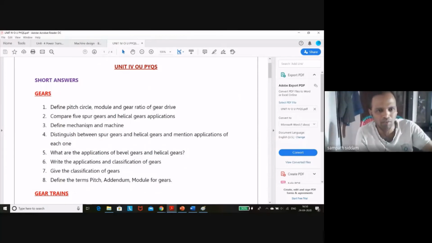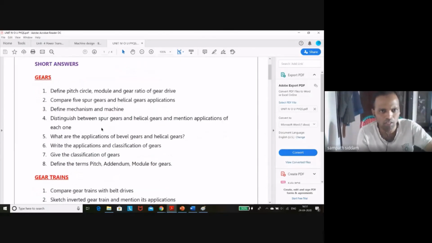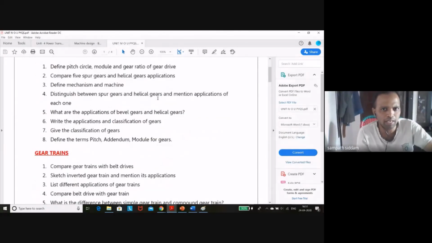As we learned before, the pitch circle is an imaginary circle drawn at the center. Module is the ratio of the pitch circle diameter to the number of teeth. Gear ratio is the ratio of the teeth of the gear to the teeth of the pinion. Next, compare spur gear and helical gear applications; compare with the applications listed just before. The '5' in that question is not part of it and is wrongly given over here. Next is distinguish between spur gear and helical gear, a similar repeated question.